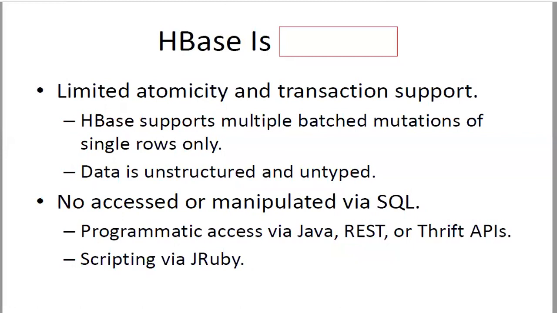And next, what is HBase? HBase has limited atomicity and transaction support. We already spoke about the ACID properties being used only up to a certain level in distributed computing. So HBase supports a little bit of limited atomicity and transaction support, and supports multiple batched mutations of single rows only. So maybe you can use batch type of processing or batch queries on single rows. And then data is unstructured and untyped.